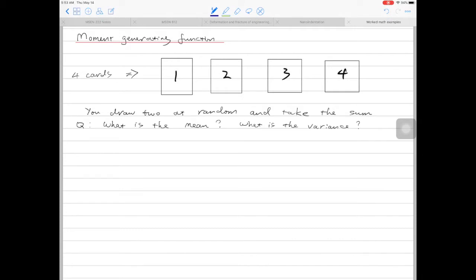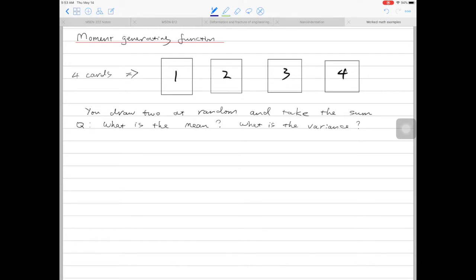Assume we have 4 cards, and these cards are numbered as 1, 2, 3, and 4. Now, you draw 2 at random and take the sum. The question is, what is the mean of the sum and what is the variance of the sum? We'll start by writing down all the possible outcomes.